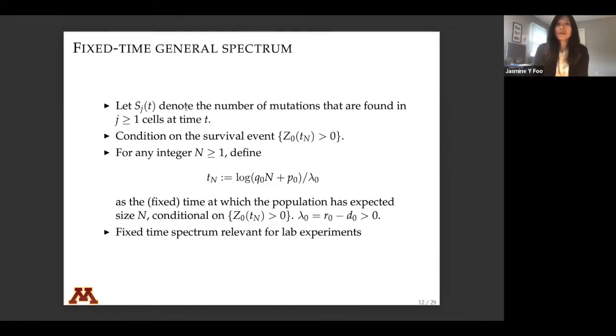So we start again with the same notation. S_j(t) is the number of mutations that are found in j cells at time t, and we condition on the event of survival until time T_n. T_n is a fixed time in this set of results, at which the population has expected size n, conditioned on surviving until that time. And here lambda is the net growth rate, which is greater than 0. And I'll just mention that this fixed time spectrum is in particular relevant for lab experiments where you are able to know the exact age of the tumor.